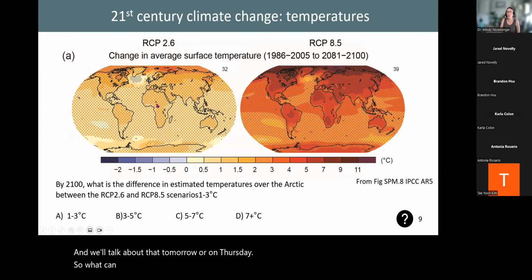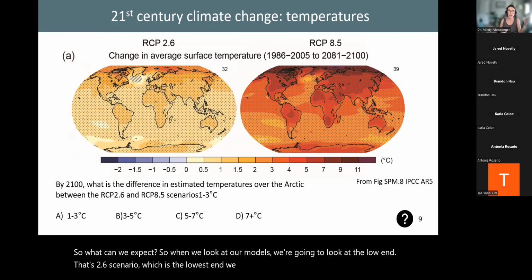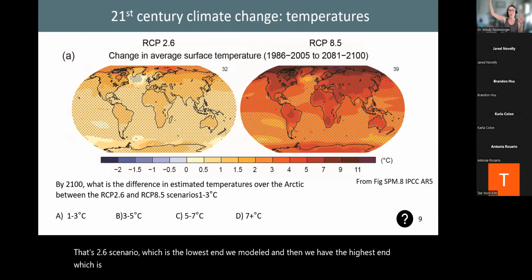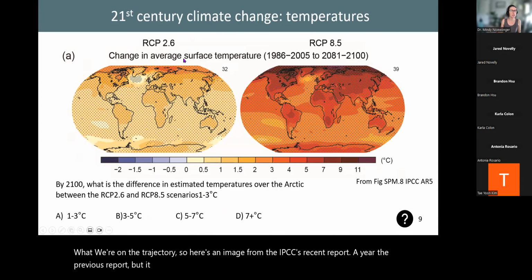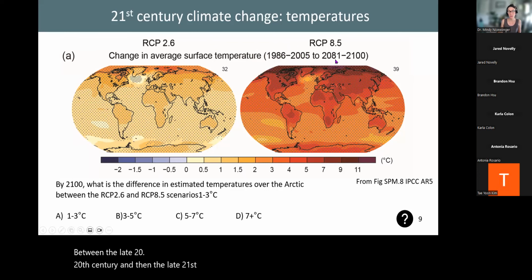So what can we expect? When we look at our models, we're going to look at the low end, the 2.6 scenario, which is the lowest end we modeled, and then the highest end, which is unfortunately where we're at, the trajectory we're on. Here's an image from the IPCC's previous report, showing the change in average surface temperature between the late 20th century and the late 21st century. On the left is the RCP 2.6 scenario, and on the right is our RCP 8.5 scenario.